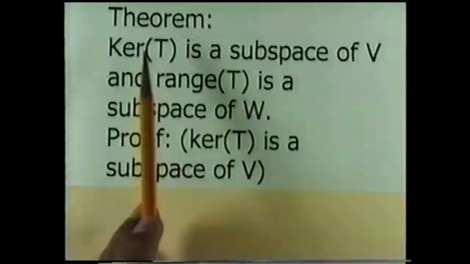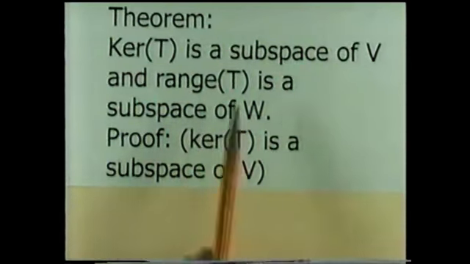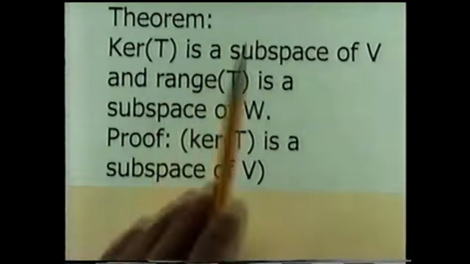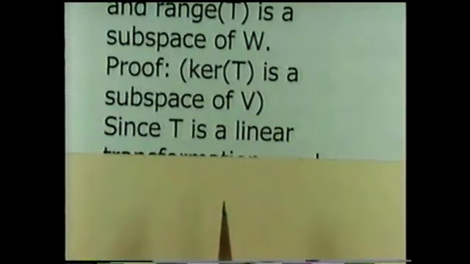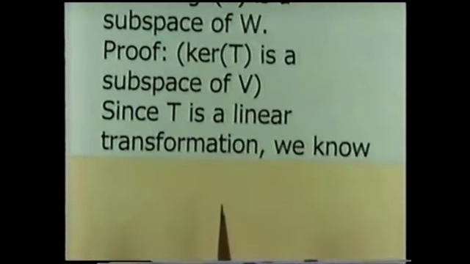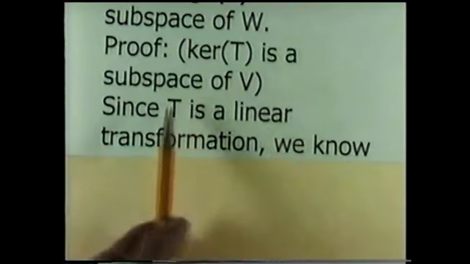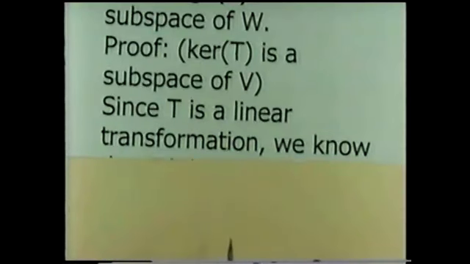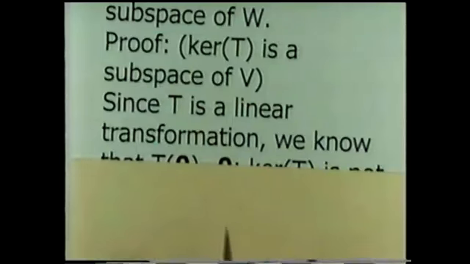Now we've already established that the kernel of T was a subset of V, and the range of T was a subset of W. We've talked about that, but now we're saying they're also subspaces. To be a subspace, it has to satisfy closure of vector addition and closure of scalar multiplication. Plus, we have to show that there is at least one element.